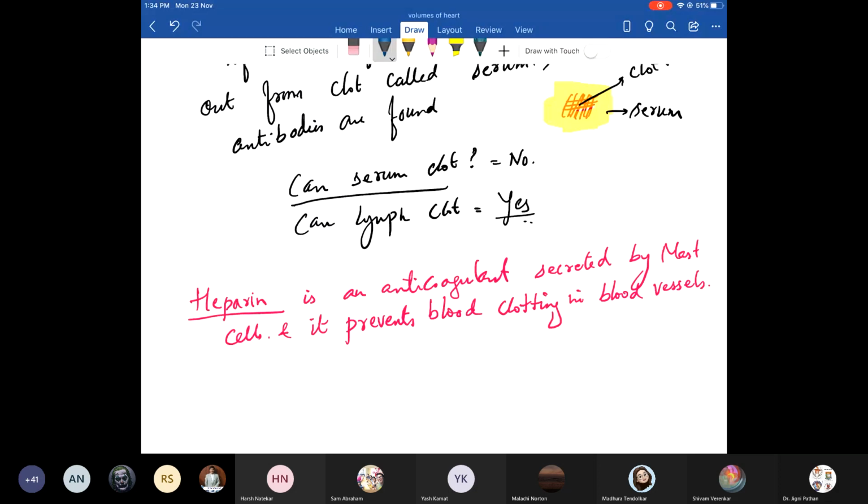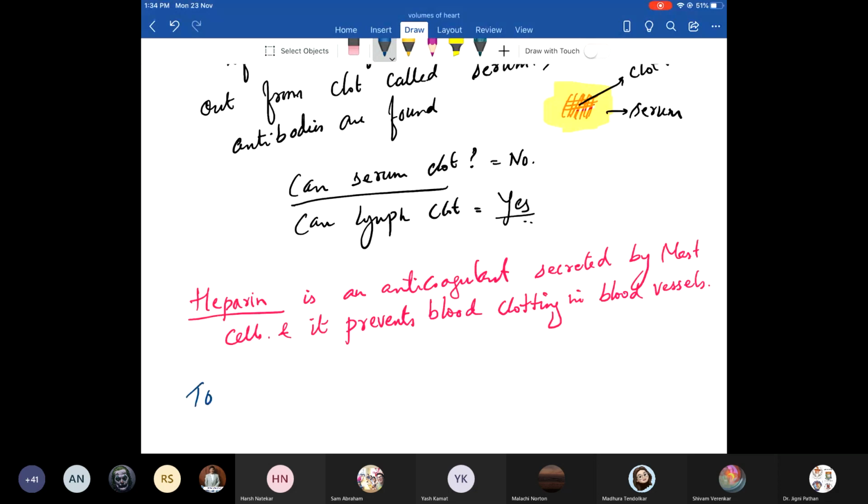Whenever they withdraw a sample of blood, if you have observed, they use a special test tube. Have you seen they use a different kind of test tube when they withdraw a sample from your body? Those test tubes are lined by a metal chelator, for example, EDTA.